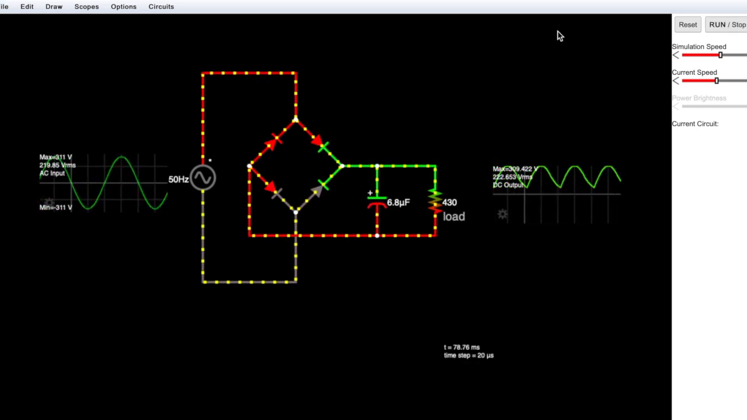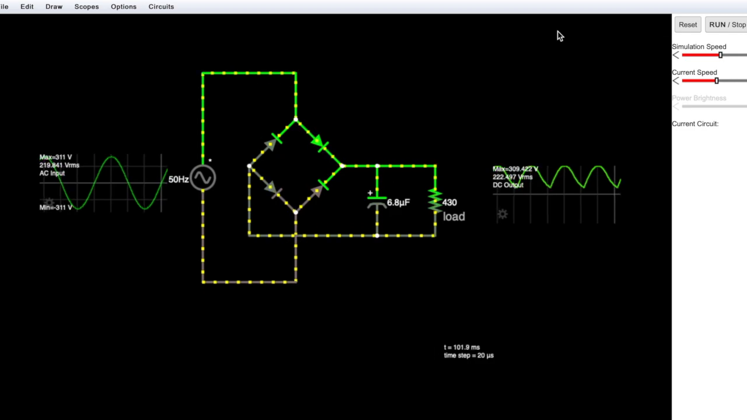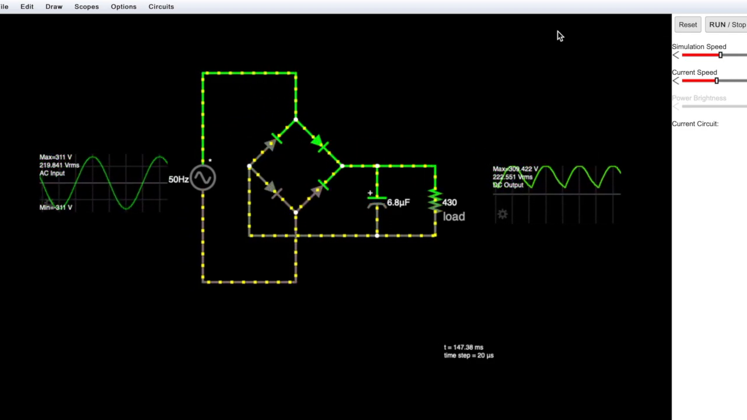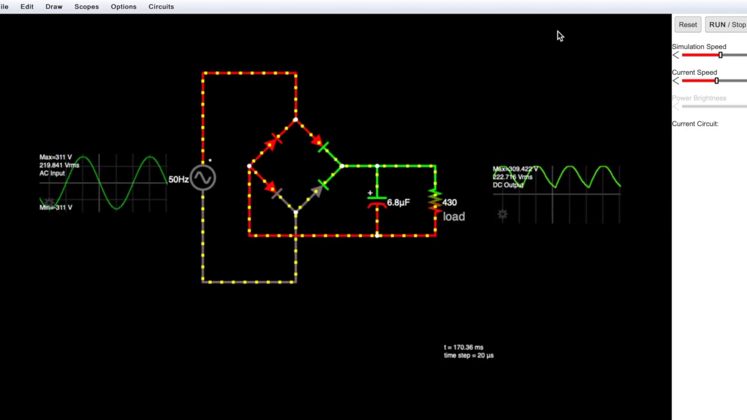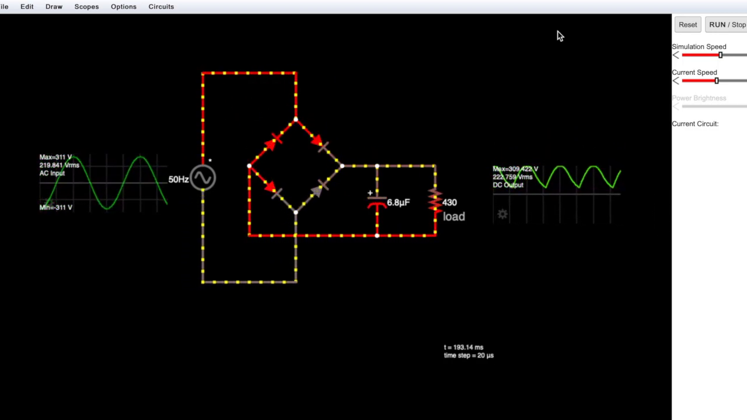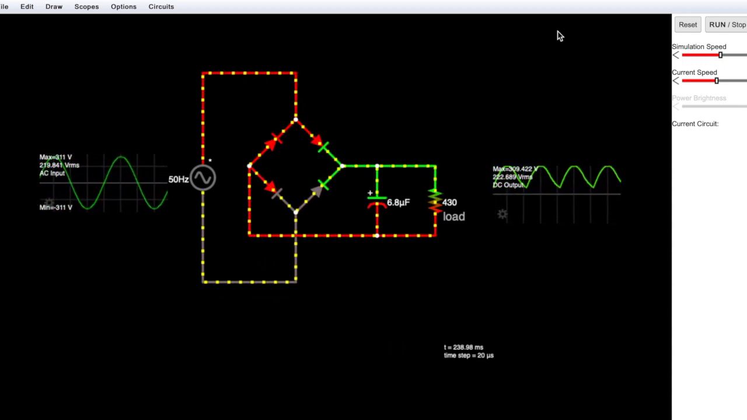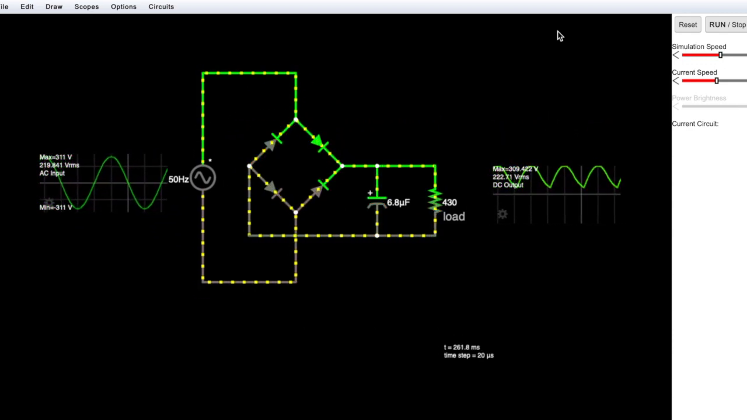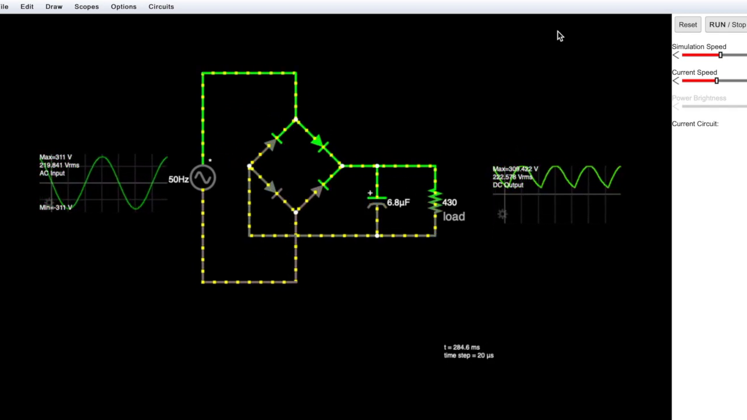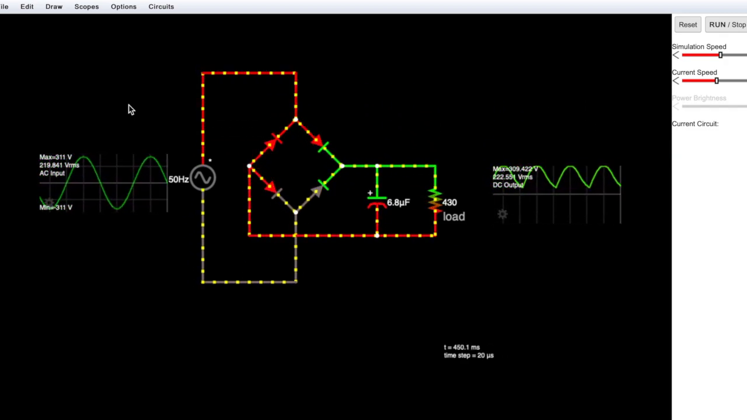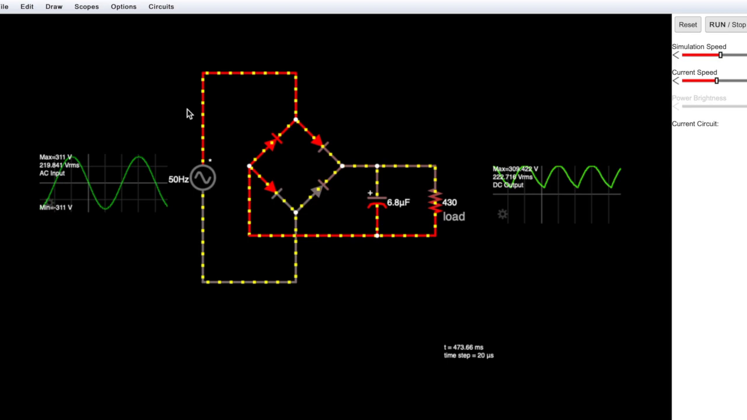A full wave bridge rectifier is made of 4 diodes such that the output current can flow only in one direction through the load. The green represents the positive potential and the red represents the negative potential. The yellow dots represent the conventional current, which is opposite of the flow of electrons and goes from positive to negative potential.